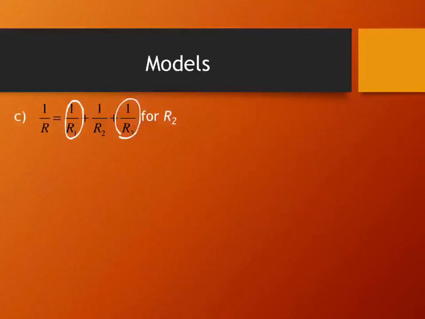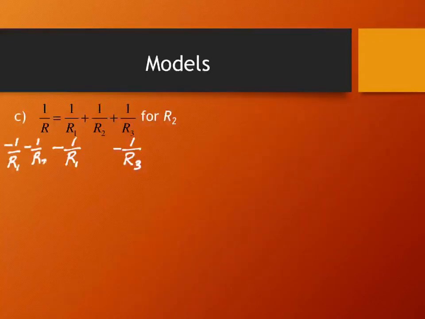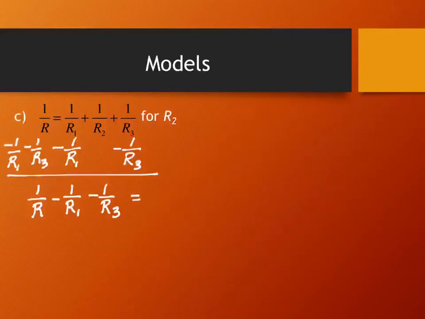So the first thing I'm going to do is subtract 1 over r1, and then subtract the 1 over r3. And we do it to both sides. So on the left-hand side, I have 1 over r minus 1 over r1 minus 1 over r3. And it equals 1 over r2.